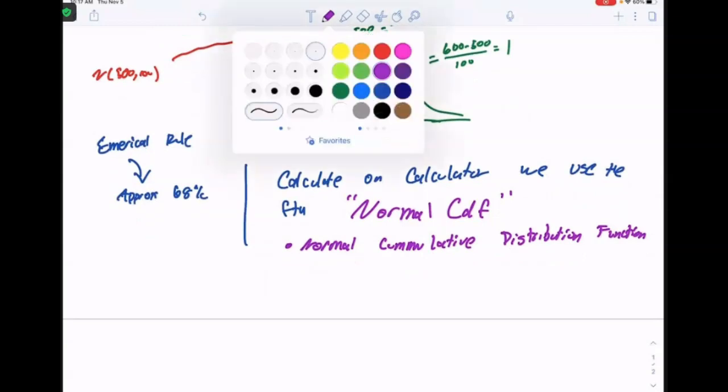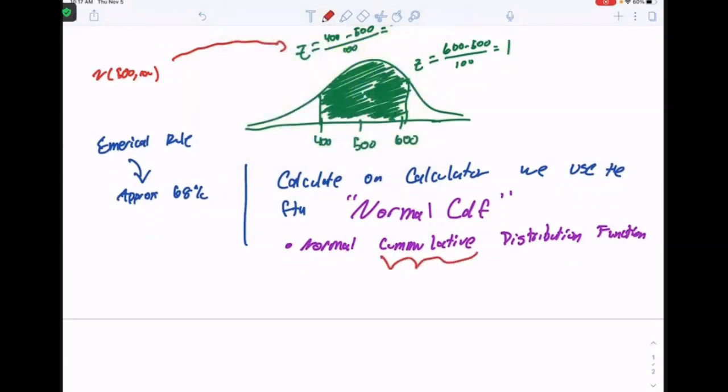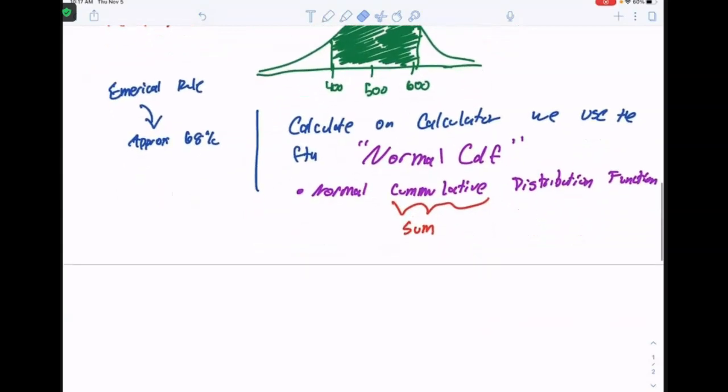The word cumulative means below. So it's the sum. But we need to be able to tell this calculator what we are trying to do. So let's take a look at the normal cumulative function and how to find it.